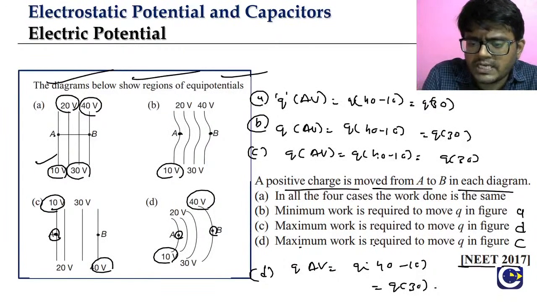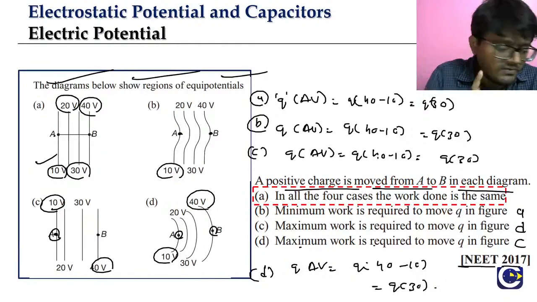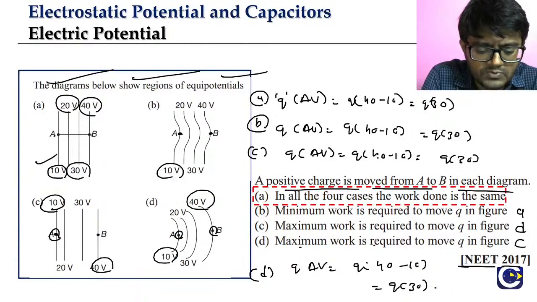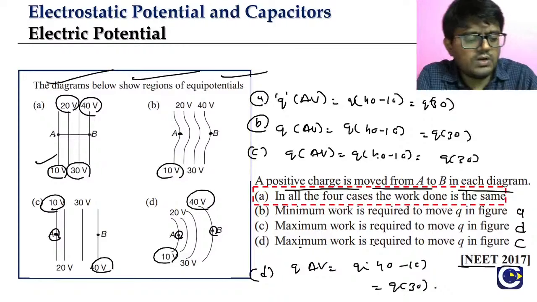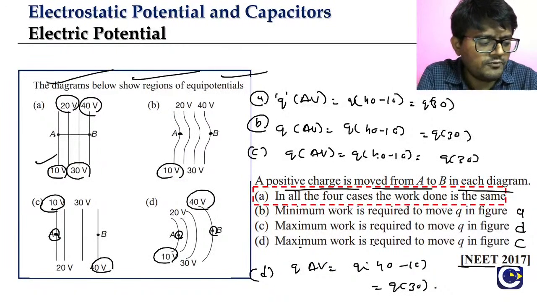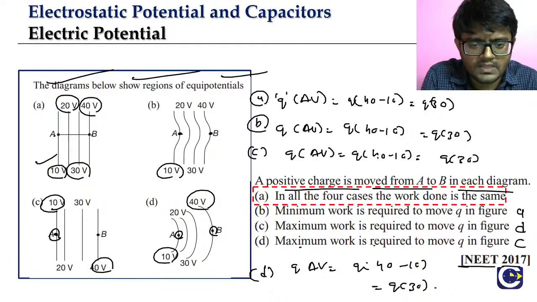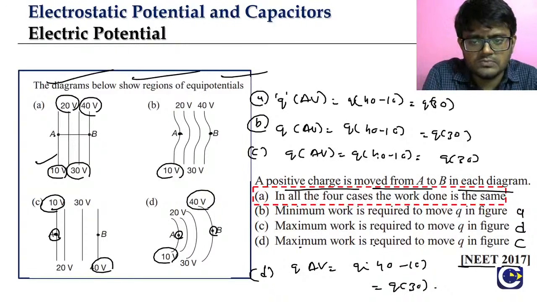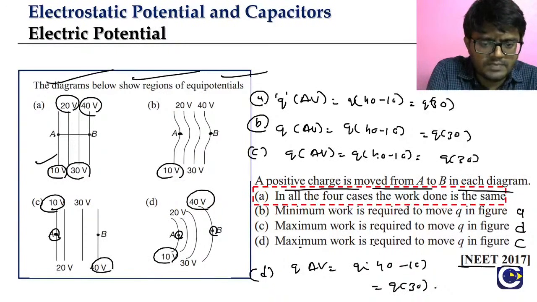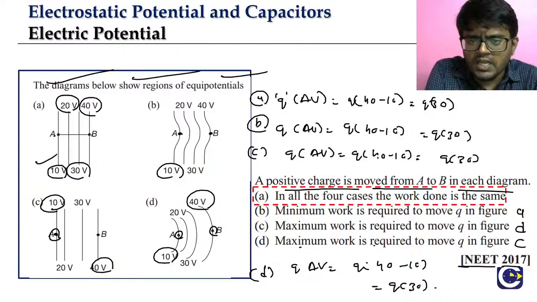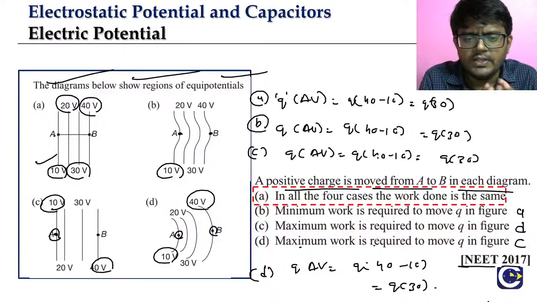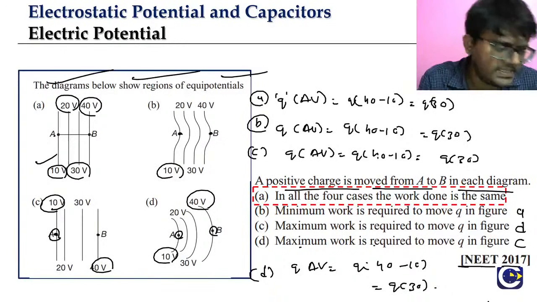So what is the conclusion? In all the 4 cases, the work done is going to be the same. So there will be no difference in the work done. Because we are only looking at q times delta V, the potential difference. In all options the initial point has a potential of 10 volt and the final point 40 volt. So the potential difference in all options is the same value. We are getting 30 volt potential difference in all the 4 cases.